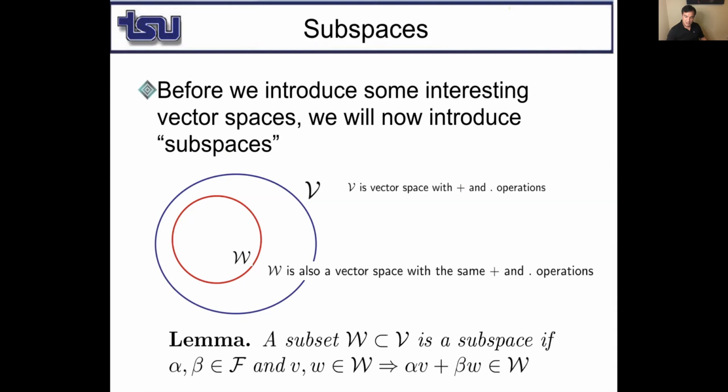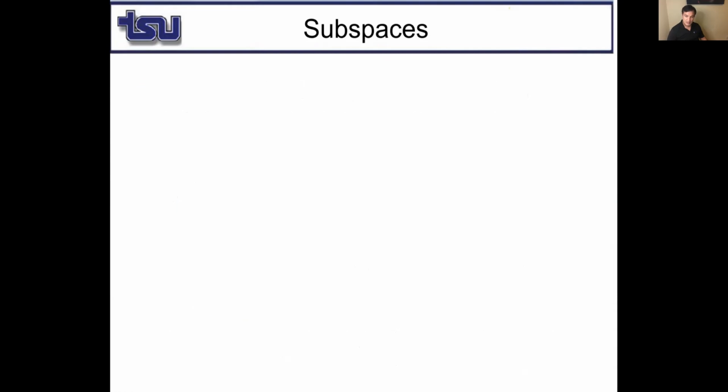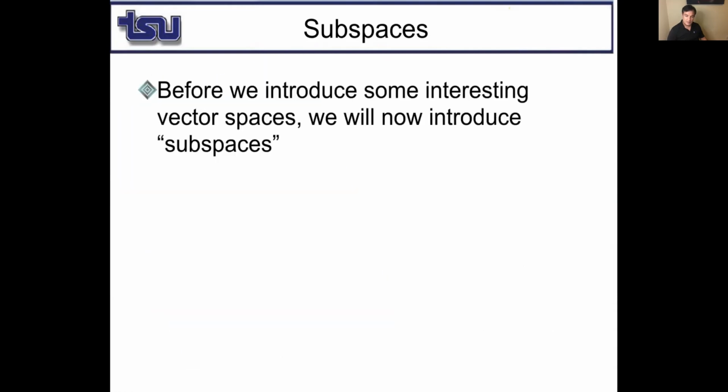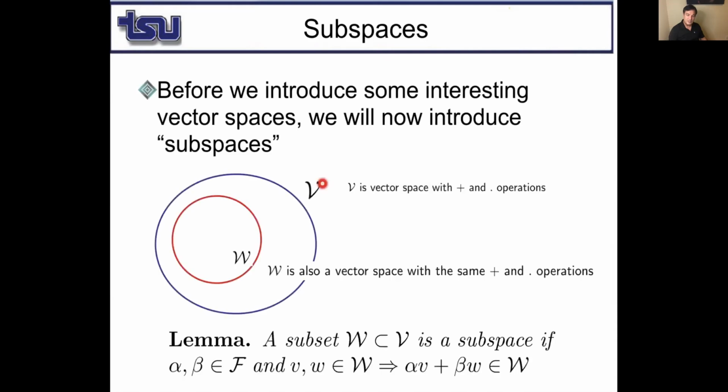Well, in order to check if V is a vector space or not, we have to check those 10 axioms, right? Well, if W is a subset of V, and we already know that V is a vector space, then we don't have to check those 10 axioms. All we need to check is the closedness with respect to vector addition and scalar multiplication.